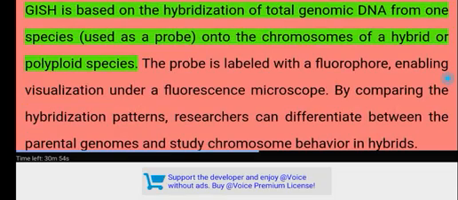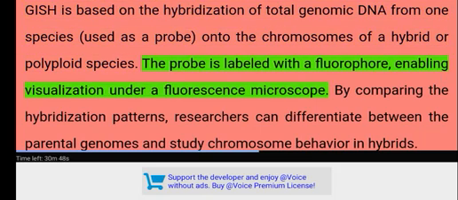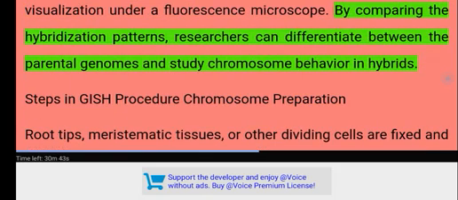Principle of GISH. GISH is based on the hybridization of total genomic DNA from one species used as a probe onto the chromosomes of a hybrid or polyploid species. The probe is labeled with a fluorophore, enabling visualization under a fluorescence microscope. By comparing the hybridization patterns, researchers can differentiate between the parental genomes and study chromosome behavior in hybrids.